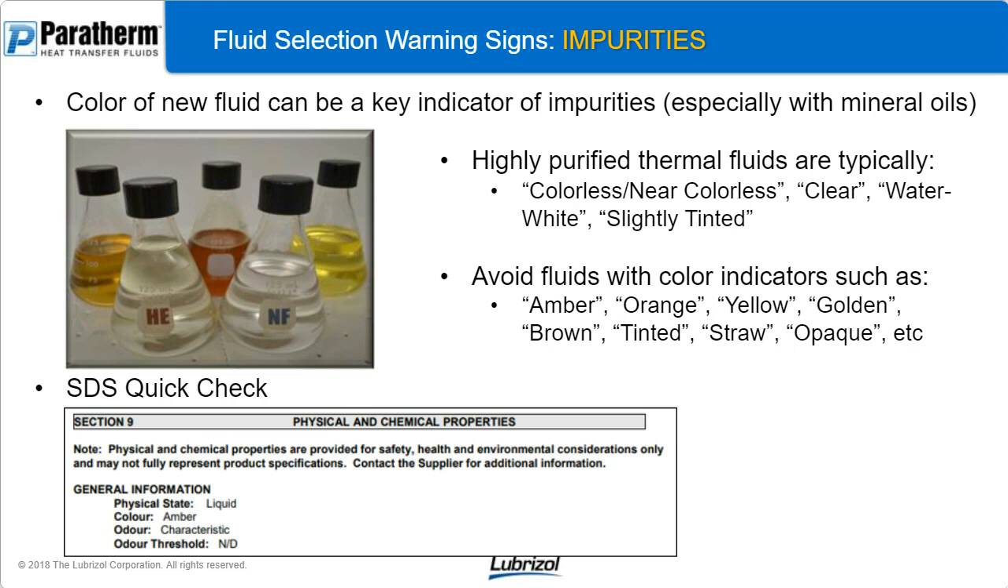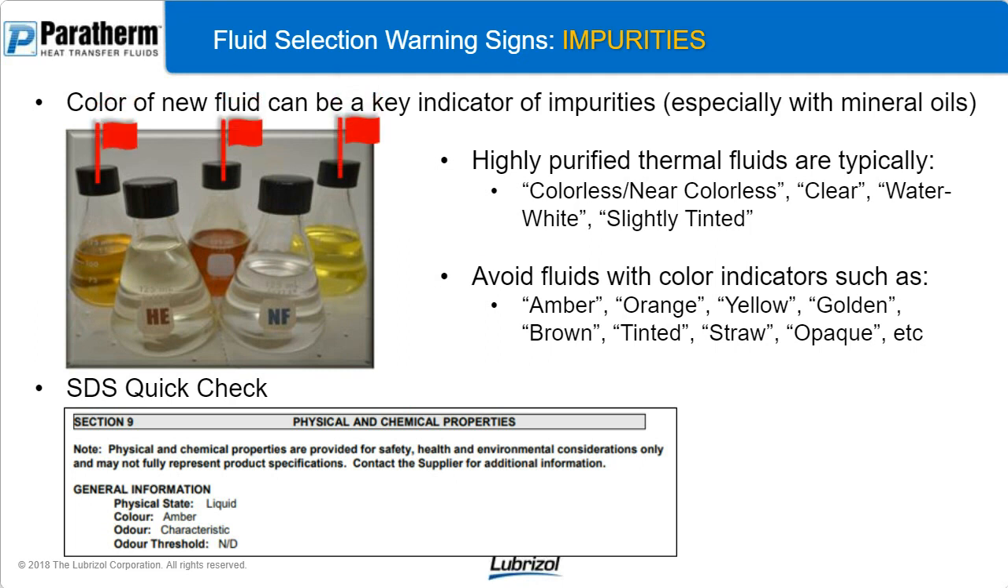So color is a great indicator of that. If we're looking for red flags, color is going to be a really good one to look for, okay? Especially when we're talking about mineral oils. Really highly purified thermal fluids are going to feature a colorless or near colorless appearance. It might be defined as clear, water white, or even just very slightly tinted. And you can see a really good example of that here. You want to avoid fluids that are amber, orange, yellow, golden.